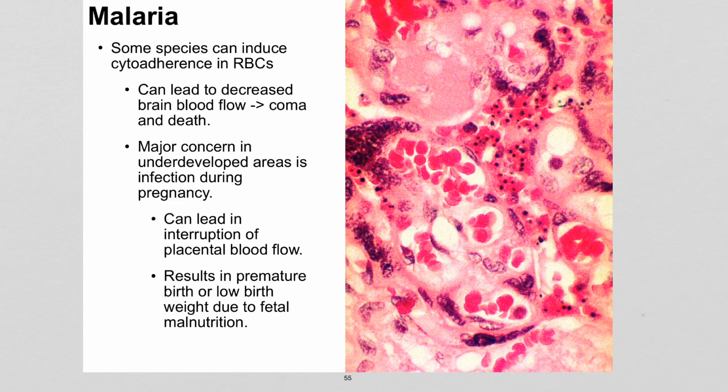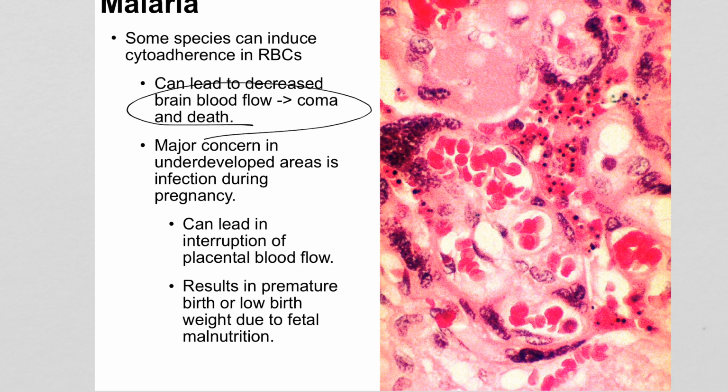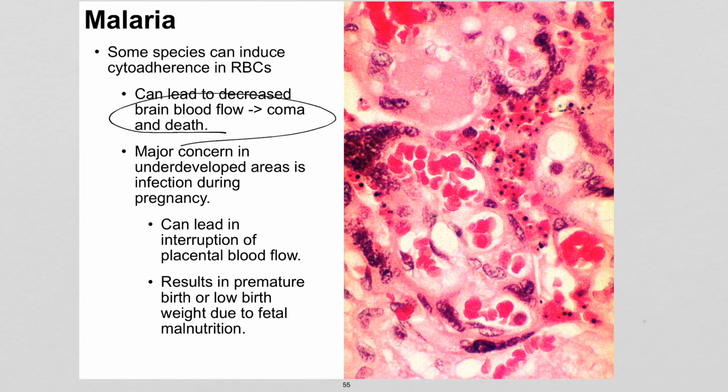Blood starts to get thick and viscous, it doesn't flow very well, and organs that are very sensitive to oxygen deprivation can get in trouble. Obviously, the brain is one of those. If oxygen levels get too low, it can result in coma.